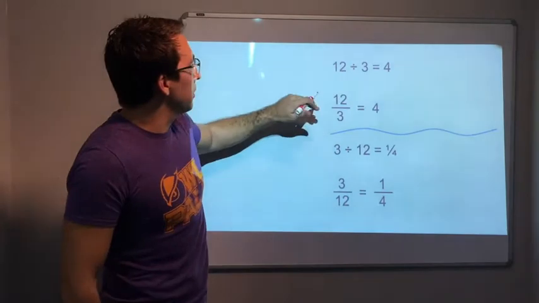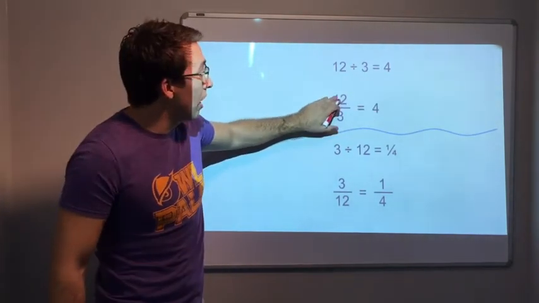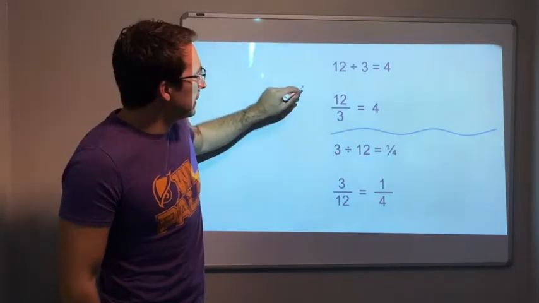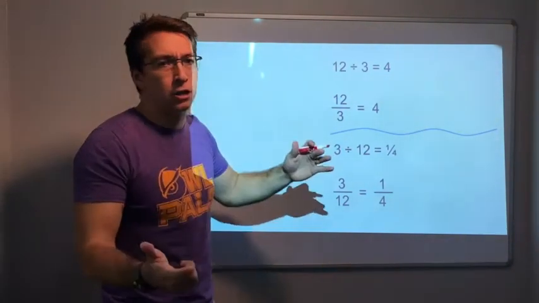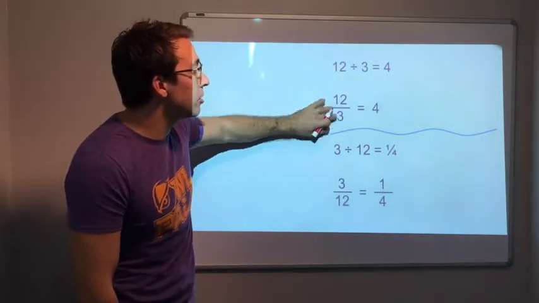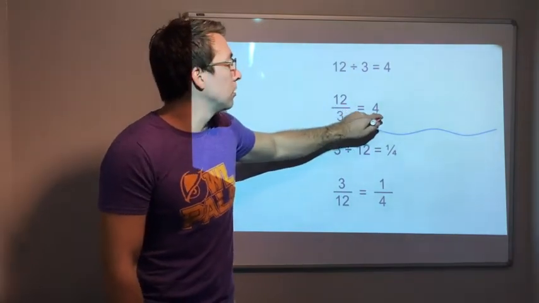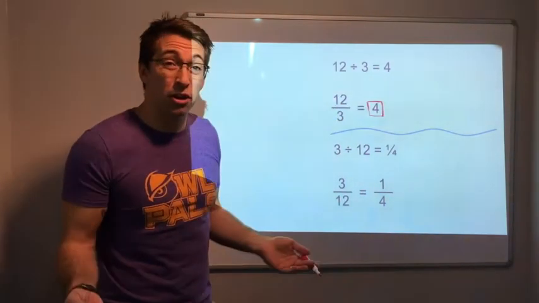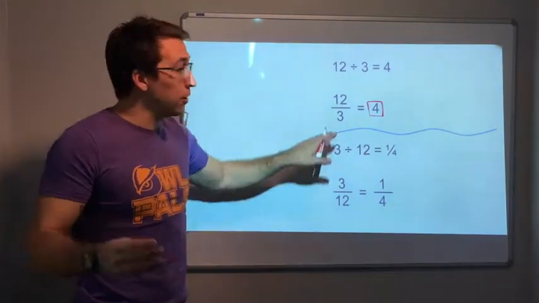12 divided by 3. Let's look at that. 12 divided by 3 is 4. 12 over 3, that's an improper fraction. We know that a normal fraction has a smaller numerator, but this is not a normal fraction. This is an improper fraction. 12 divided by 3 is 4. Is that smaller than a whole number? No, it's not. So it's an improper fraction, right?